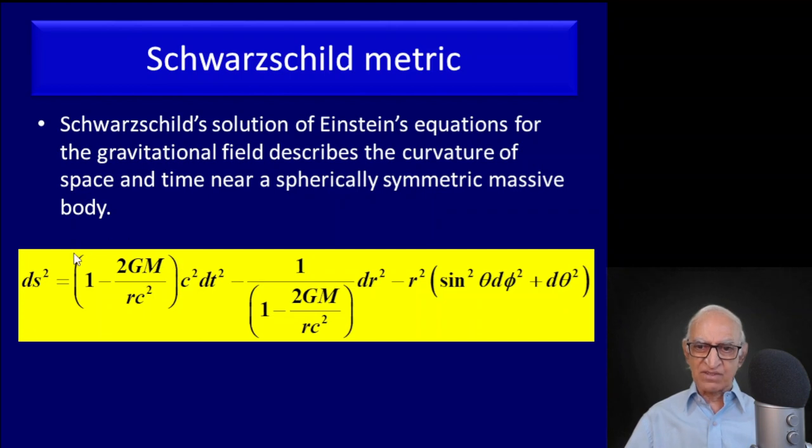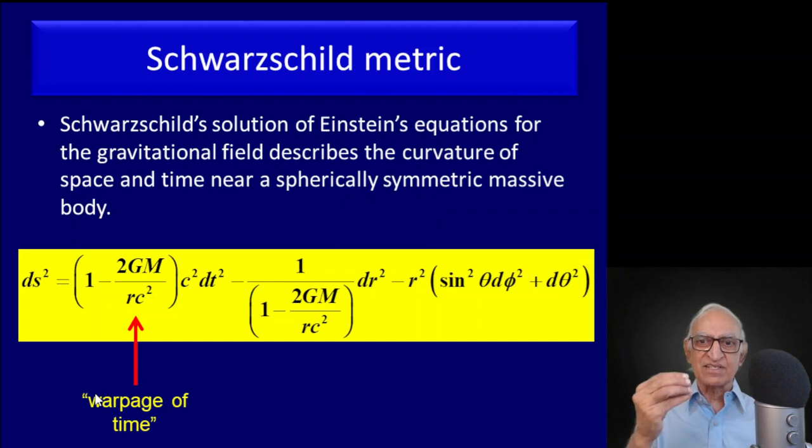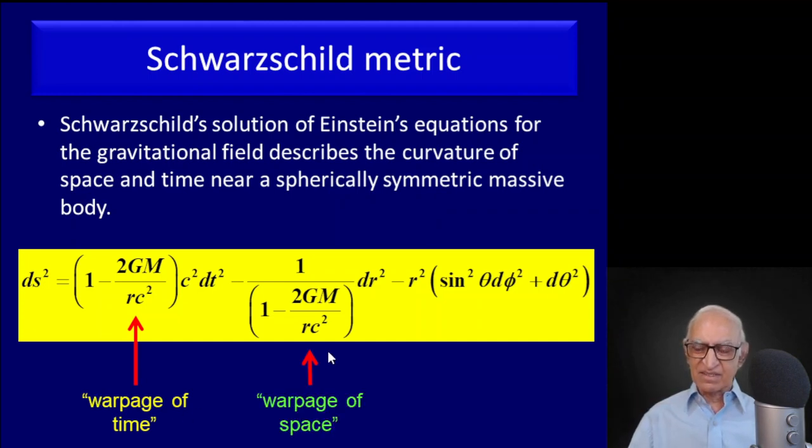But there were two important differences. One was the appearance of the factor 1 minus 2GM/rc² as the coefficient of c²dt², and 1 over 1 minus 2GM/rc² as the coefficient of dr². This coefficient of c²dt² represents the warpage of time. This represents the fact that clocks tick slower in a gravitational potential. And this second coefficient of dr² represents the warpage of space, or the curvature of space. That's it. This is an exact solution of Einstein's general theory of relativity.